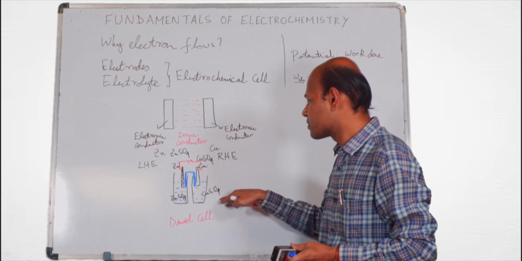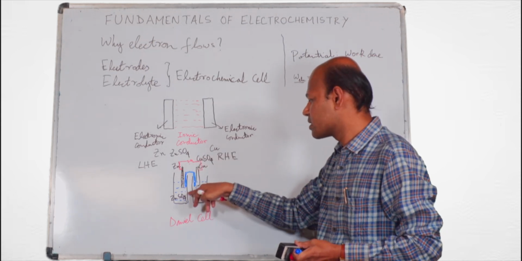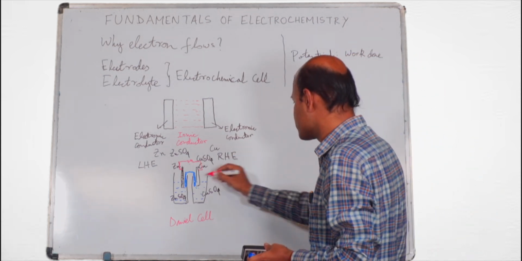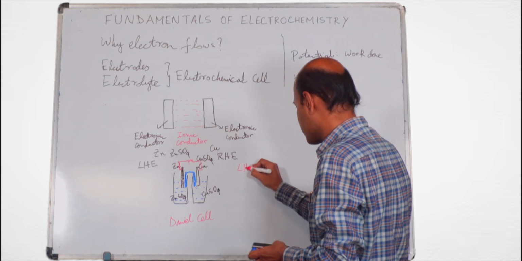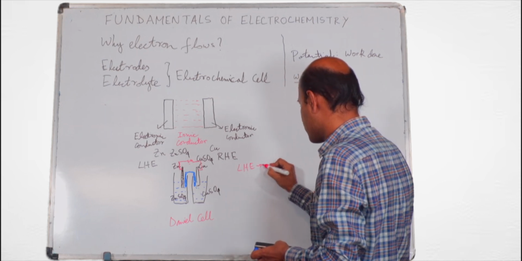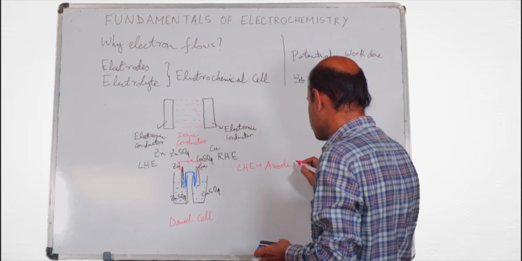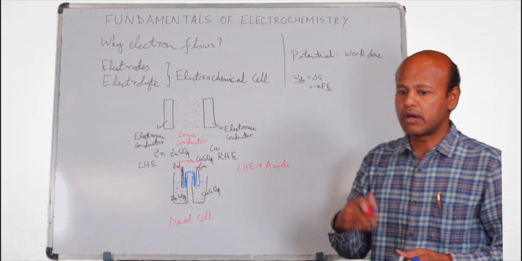So electrons will flow from zinc to copper through the external circuit. And within the internal circuit, the electrochemical reaction will start. My left hand electrode, LHE, is my anode, because it is oxidizing. Again, I repeat, my left hand side is the anode because it is oxidizing.